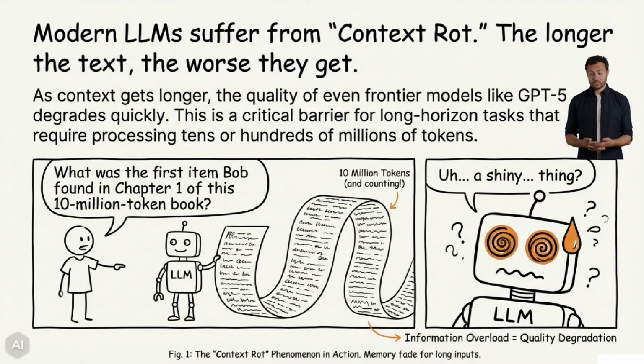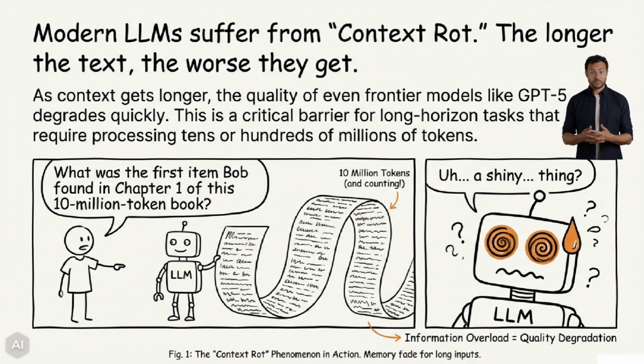Modern language models run into a problem often called context rot. The longer the input, the worse their answers tend to get. Even frontier systems can lose accuracy quickly as the context window grows because they struggle to keep the right details active and prioritized. That becomes a major barrier for long horizon work, like analyzing lengthy documents, tracing decisions across many chapters, or handling workflows that span tens or even hundreds of millions of tokens.